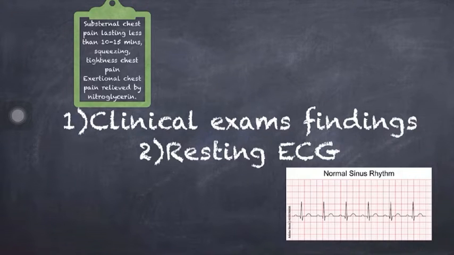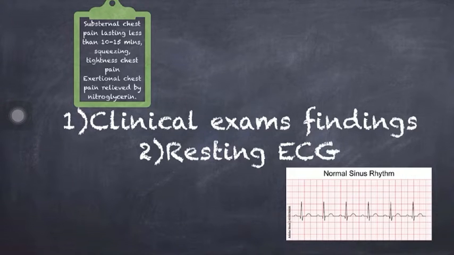For evaluation of stable angina or any coronary artery disease, the first thing to address is the patient's clinical findings. In this case, if a patient comes in with classic anginal pain or clinical features like substernal tightening, squeezing chest pain lasting less than 10 to 15 minutes and relieved by rest or nitroglycerin, then we may suspect that the patient might have coronary artery disease.